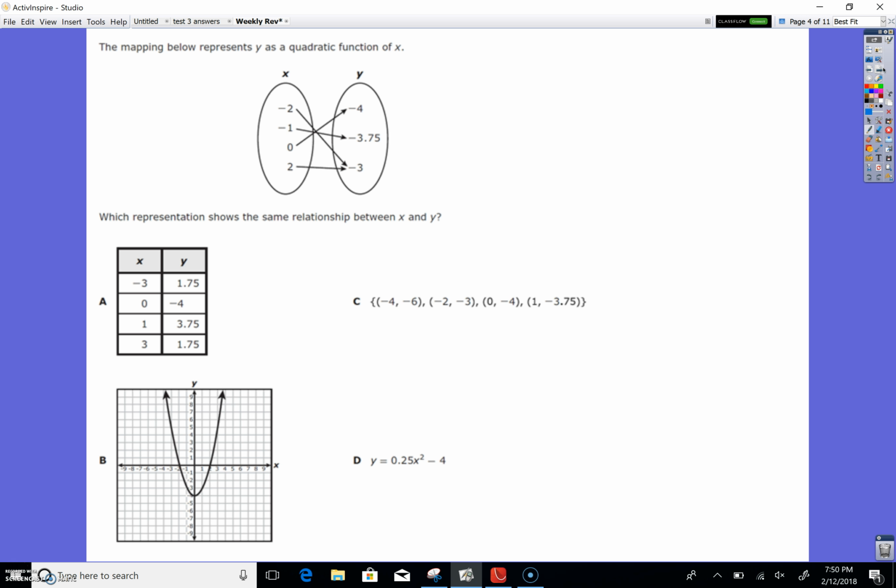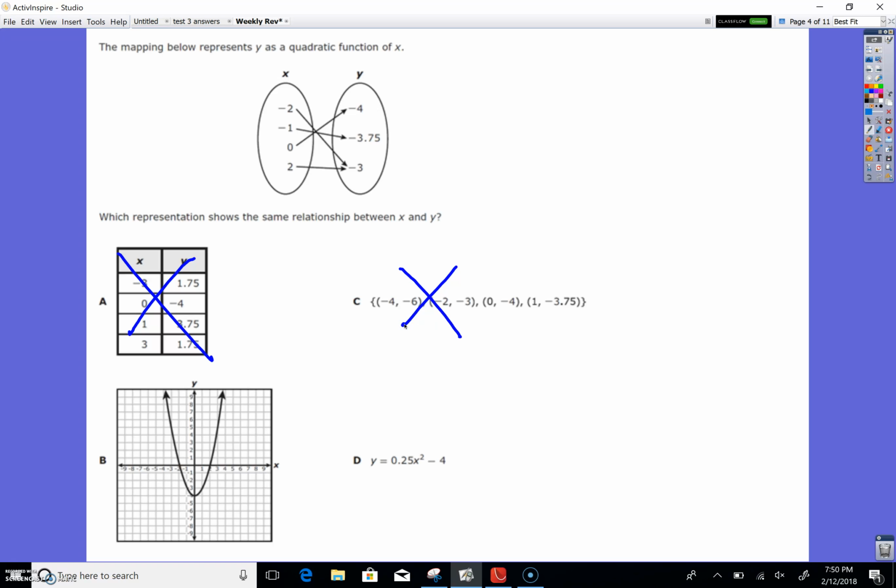Okay, now which one shows the same? You see, this one says negative 2. I don't see a negative 2 where the X is, so this one we're not going to go with. Negative 4, negative 6. I don't see a negative 4 on the X side. Oops. Let's not cross out that one, because that's the one we want to use. Okay, so this one is wrong.